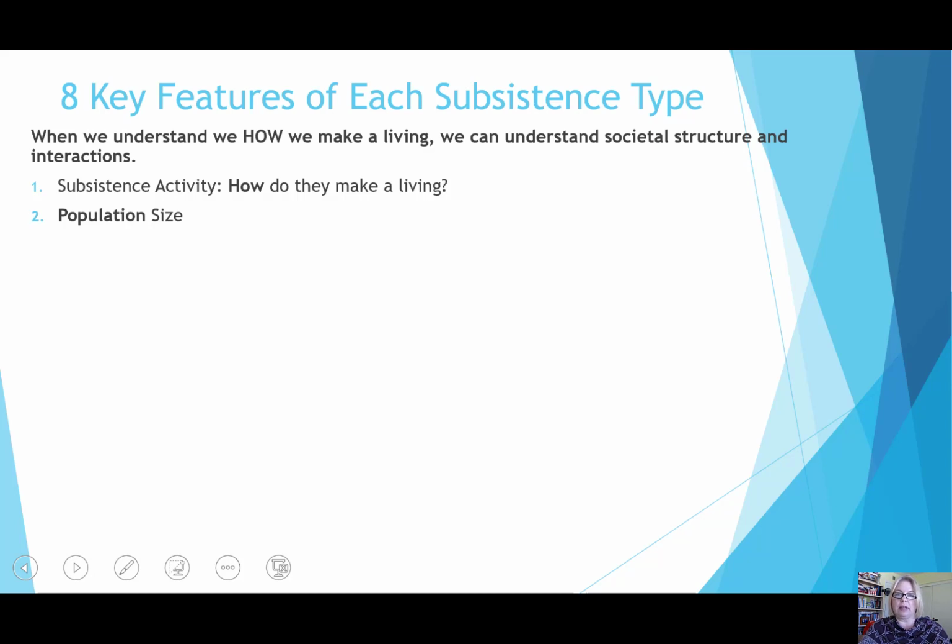Second, we'll talk about population size. Different subsistence types allow for different population sizes. Some allow for small population sizes, and others have allowed us to grow and become very large. And of course, there are pros and cons to either.